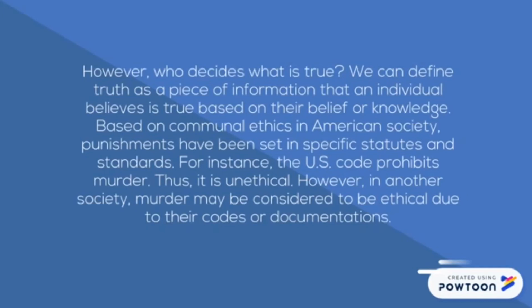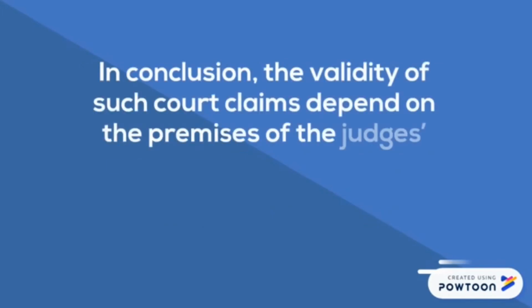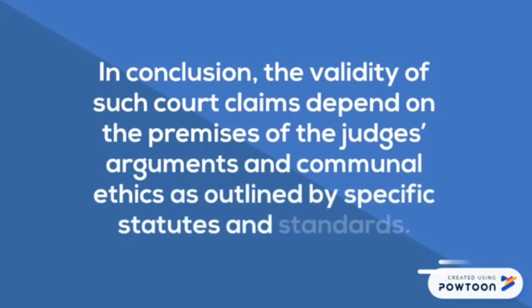Based on communal ethics in American society, punishments have been set in specific statutes and standards. For instance, the U.S. Code prohibits murder. Thus, it is unethical. However, in another society, murder may be considered to be ethical due to their codes or documentations. In conclusion, the validity of such court claims depends on the premises of the judge's arguments and communal ethics as outlined by specific statutes and standards.